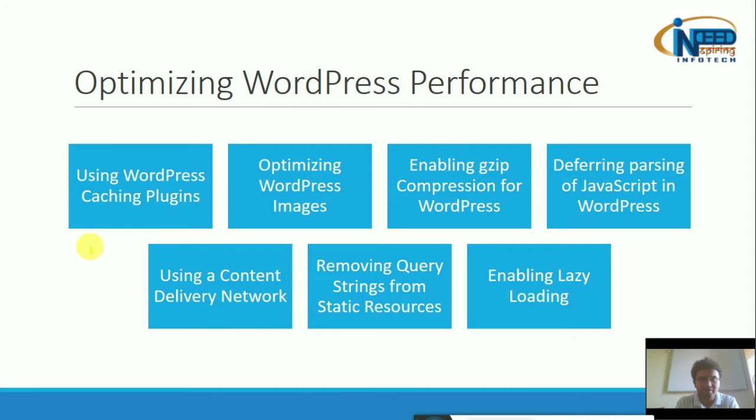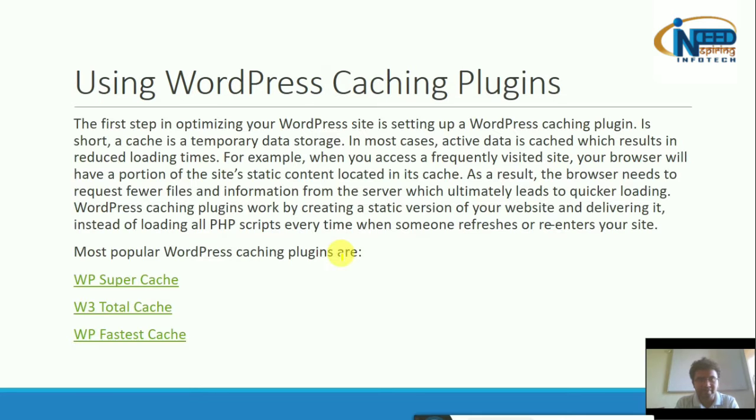One is using WordPress caching plugins, optimizing WordPress images, enabling Gzip compression for WordPress, deferring parsing of JavaScript in WordPress, using a content delivery network, removing query strings from static resources, and enabling lazy loading. Let us see them quickly one by one.